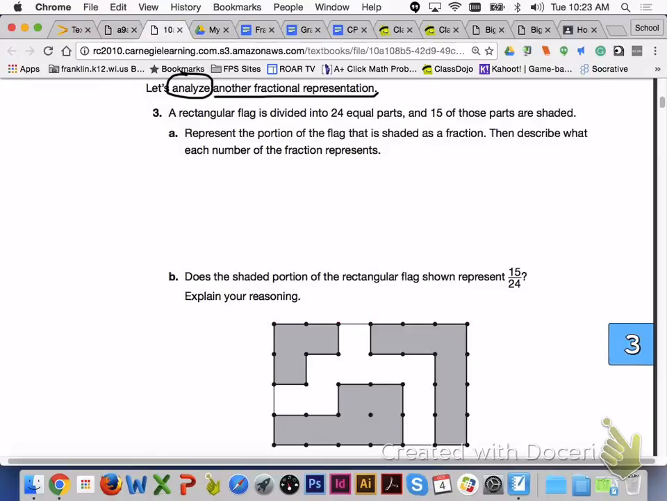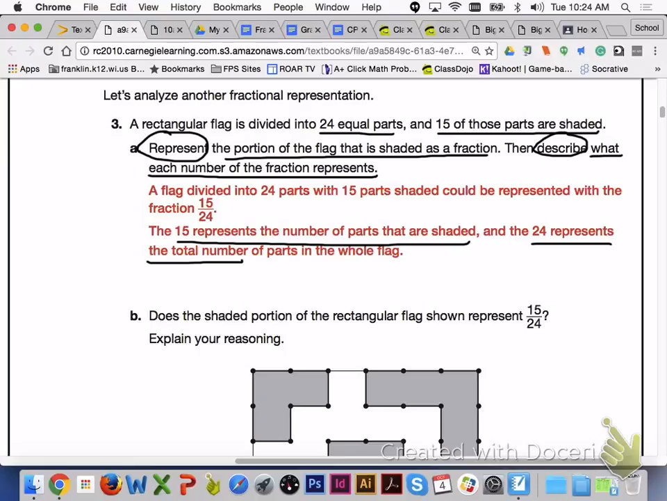Turn to page 99. Let's analyze another fractional representation. Answer number 3, letters A through C with your group members. For number 3, letter A, a flag divided into 24 parts with 15 parts shaded could be represented with the fraction 15/24. The 15 represents the number of parts shaded, and the 24 represents the total number of parts in the whole flag.